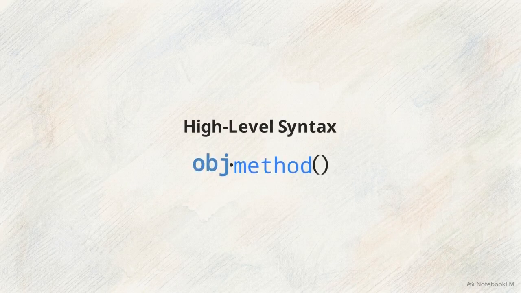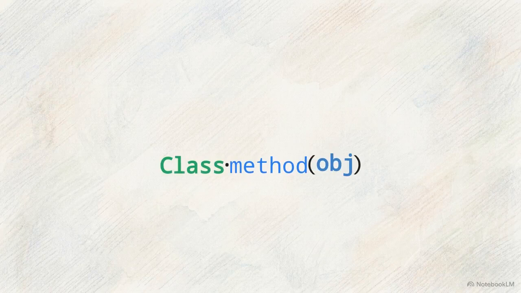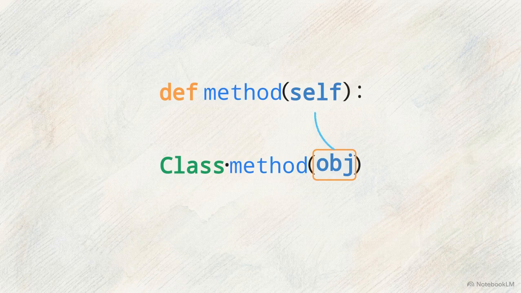This syntax is a high-level abstraction. Python translates that instance call into a class-level operation. It automatically passes the object itself as the first argument. This is why you define self, the variable that catches that incoming data.